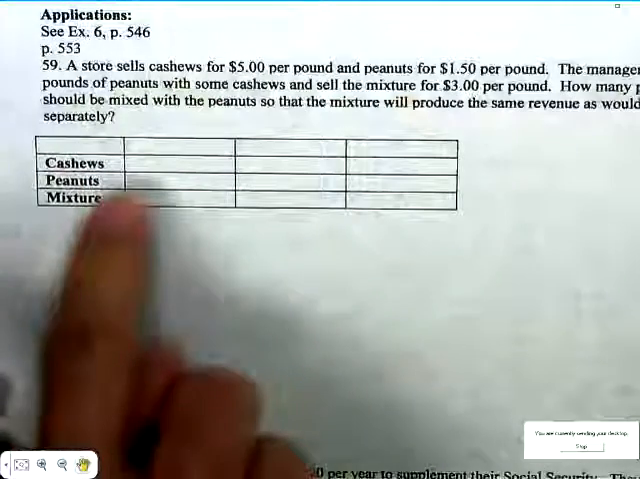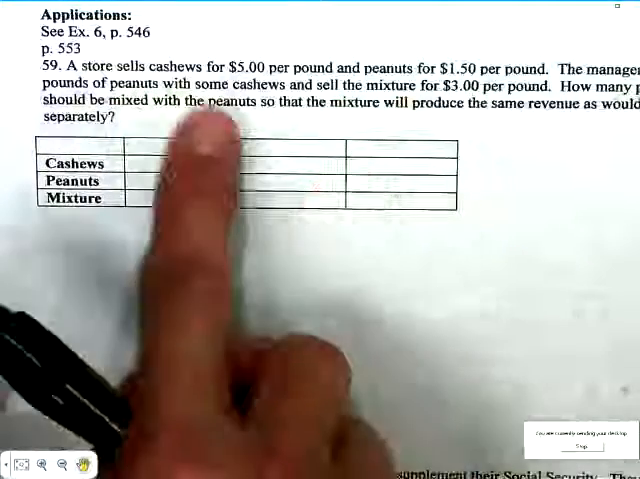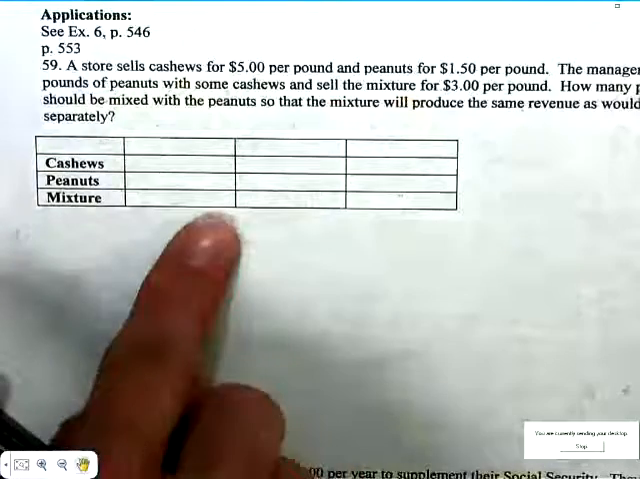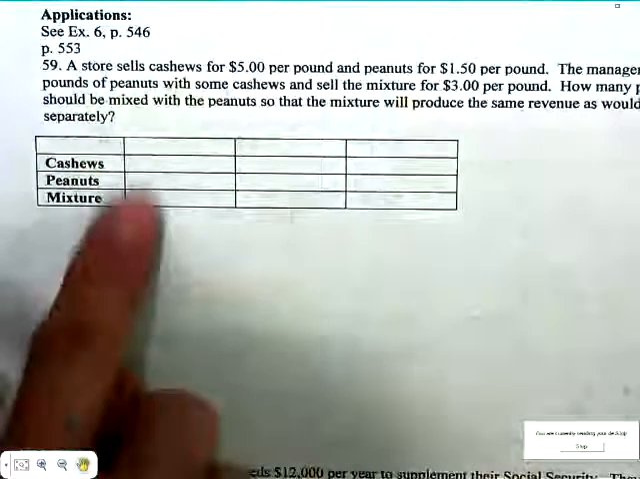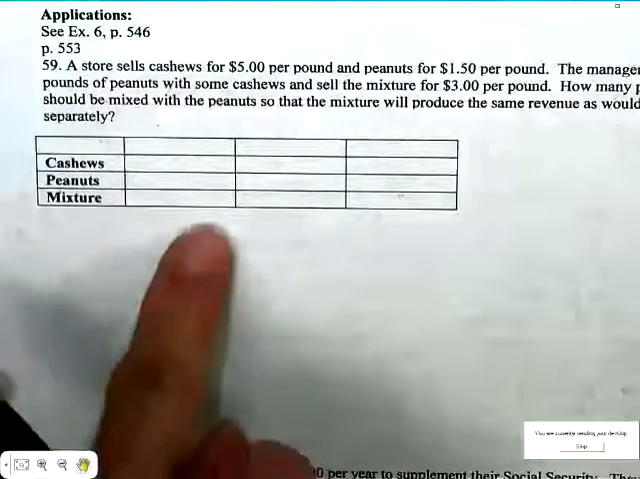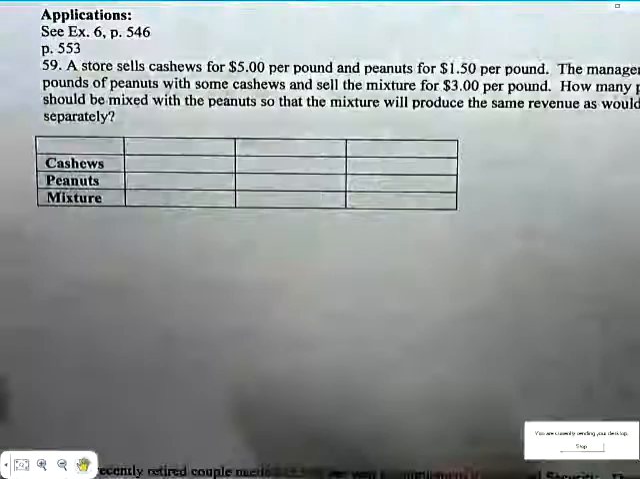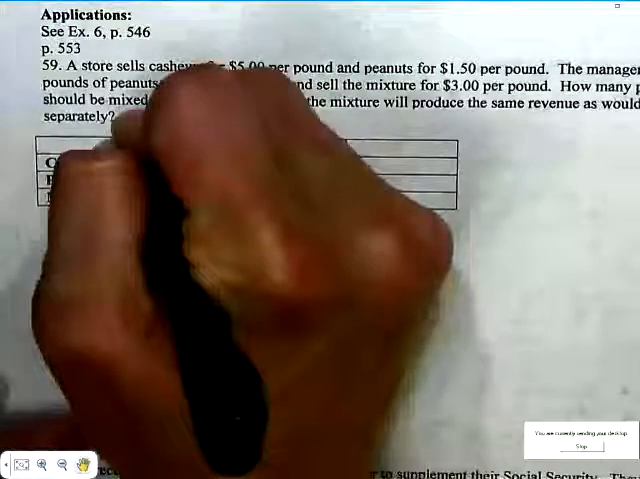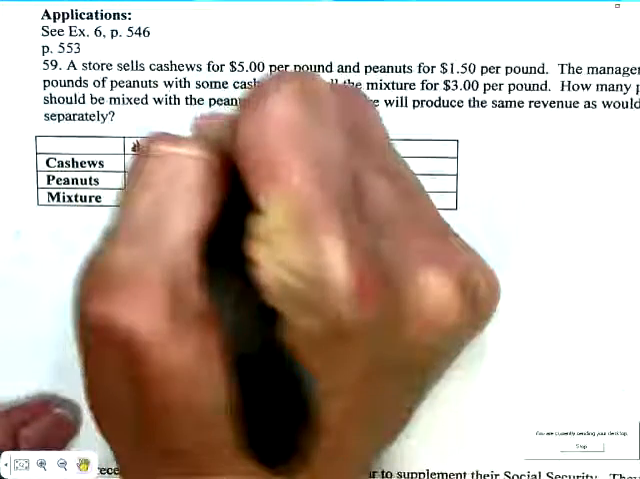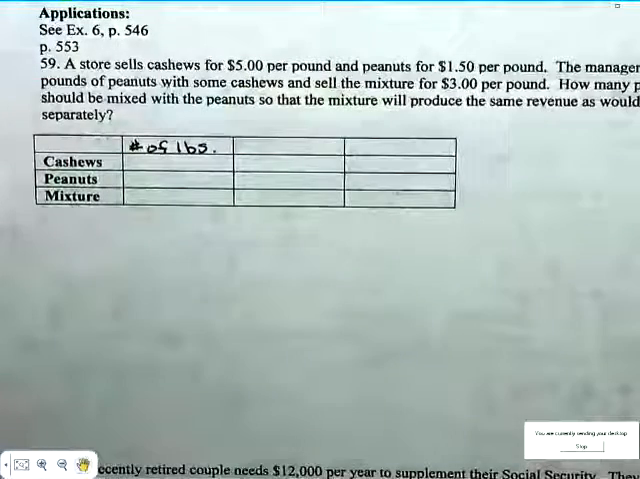Now, you need to know the words that go across the top of here. Each of these columns represents something that it's important for you to know about the cashews and the peanuts and the mixture. What's important for you to know? What's relevant in this problem? How many pounds there are. All right. So I'm going to label this first column number of pounds. What else is important about these nuts? Price per pound.